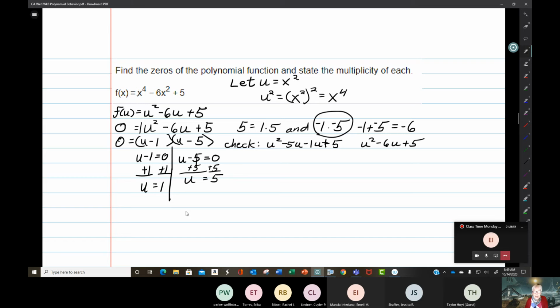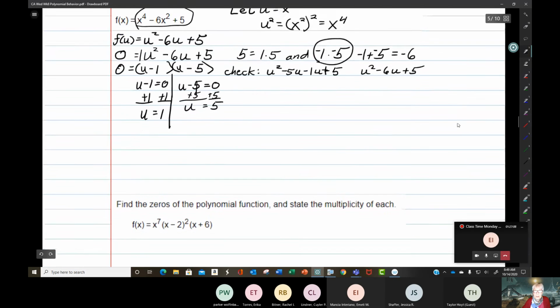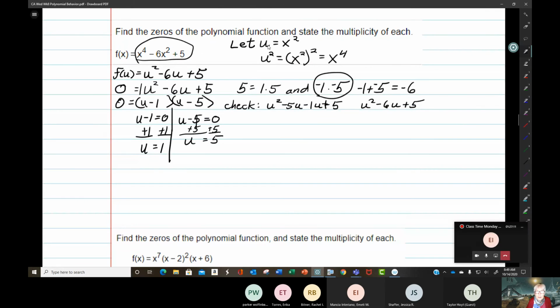But I'm not done, because we have to solve for x. We have to solve the original problem for x. So remember, and we wrote it right here, u equals x squared. So this is x squared equals 1. And this is x squared equals 5.